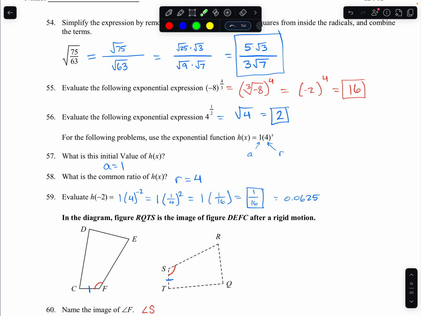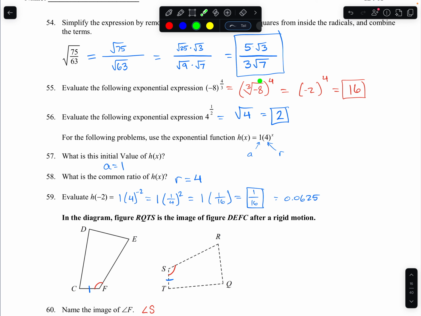All right, 55. Evaluate the following exponential expression. We have negative 8 inside parentheses, so we're actually including that negative sign in the base that's raised to the power of 4/3. So we know that when we have a fraction in the exponent, we can write it in radical form, and I can do that cubed root first or exponentiate to the 4th power first, either way. Usually it saves us a little bit of work if we're doing it mentally to do the cubed root before we raise it to the 4th power.